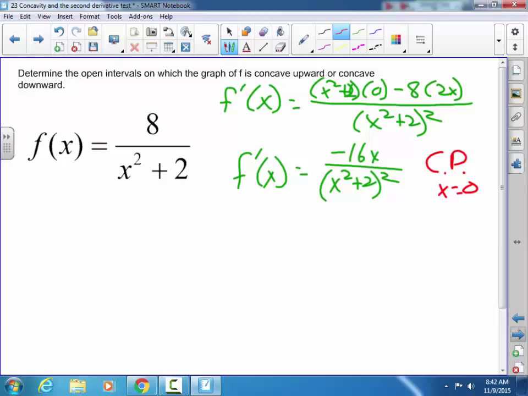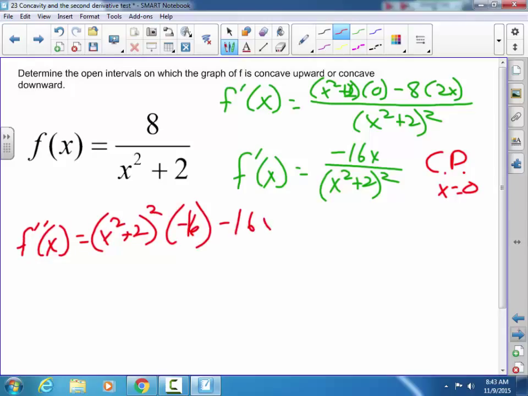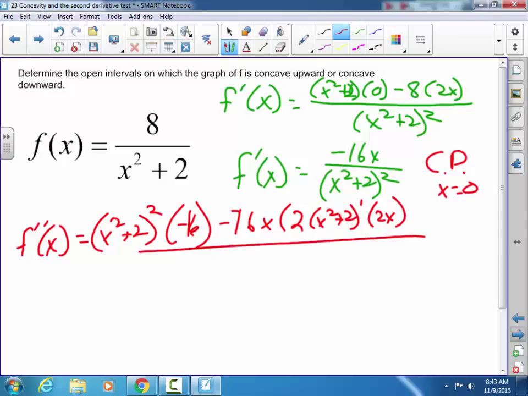Okay? Now, let's go look at the second derivative. Second derivative, we again got to do low d high minus high d low. And what's the derivative of that? That's going to be 2 times that thing to the 1 times 2x, isn't it? All over x squared plus 2 quantity to the 4th.